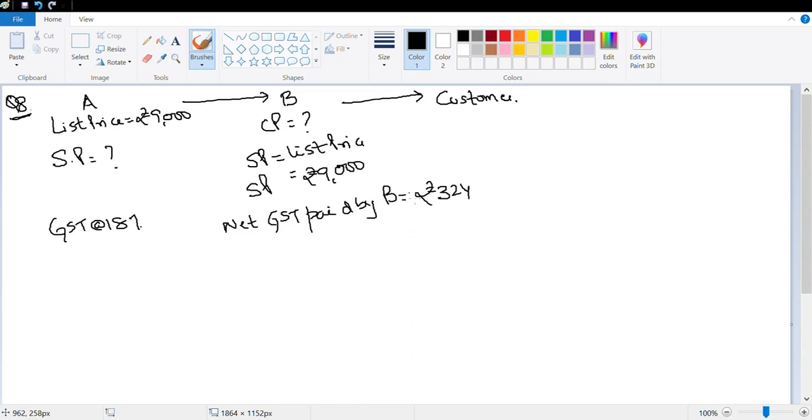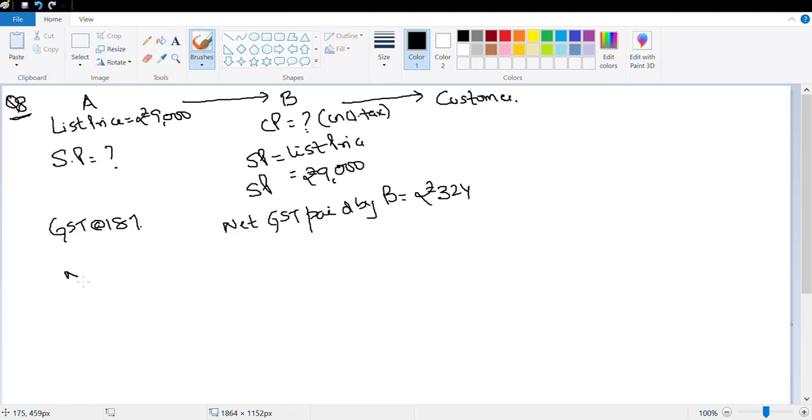What basically this means is that dealer B is paying only the net GST to the government. He's paid the input GST to A. A would have to pay the GST to government. B would pay only the net GST to the government. So net GST paid by B is equal to 324. Find the amount including GST paid by dealer B. So we need to calculate CP including tax. That's what we need to calculate.